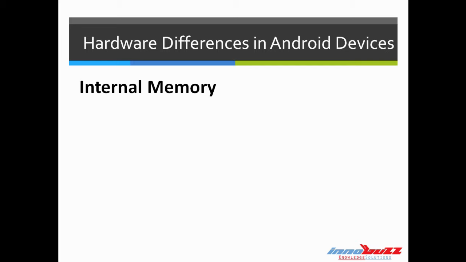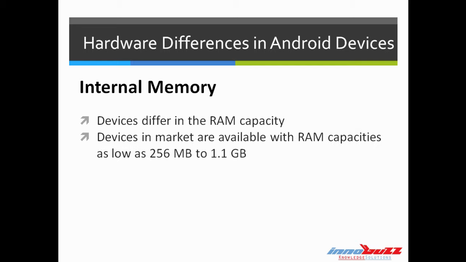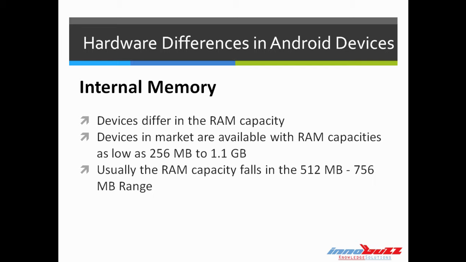Internal memory. Android devices differ in RAM capacity. Devices in market are available with RAM capacities as low as 256 MB and as high as 1.1 GB. Usually, the RAM capacity falls in the 512 MB to 756 MB range.